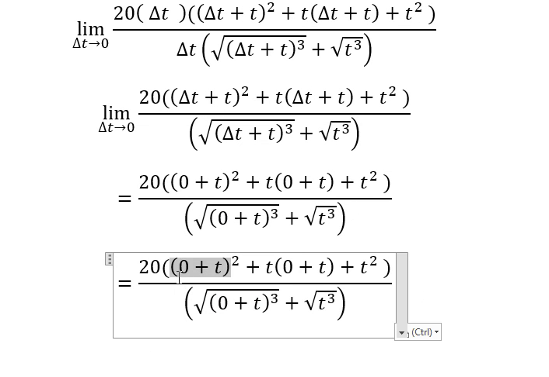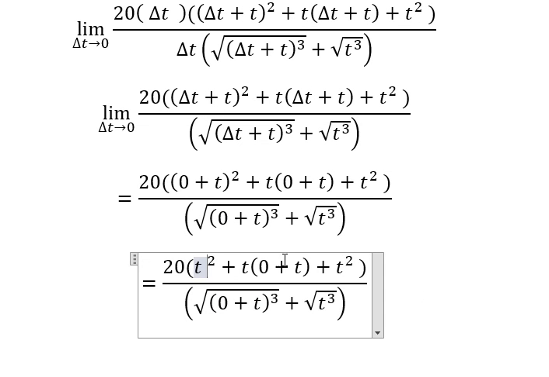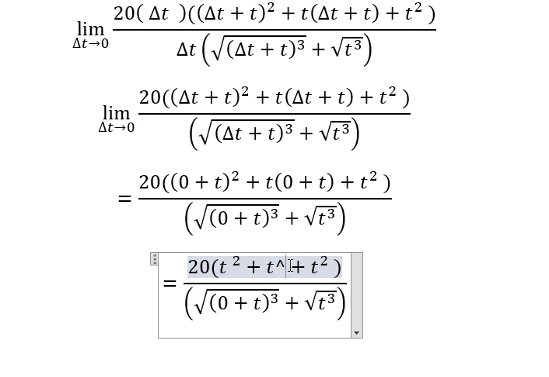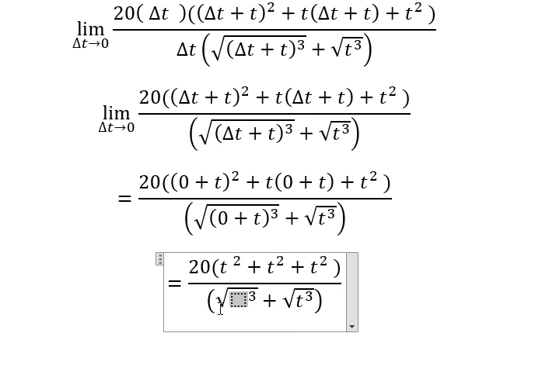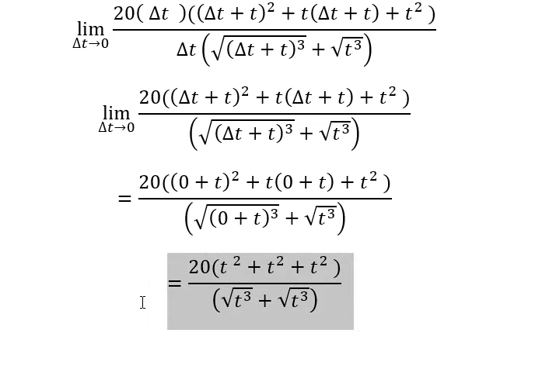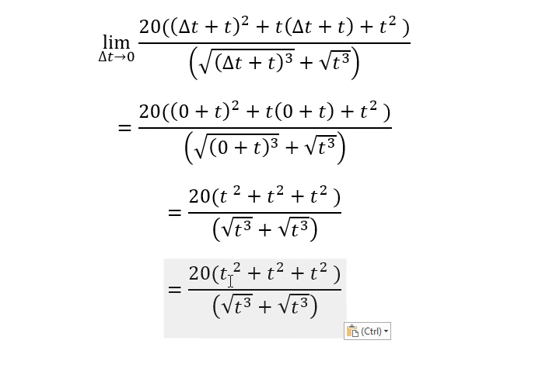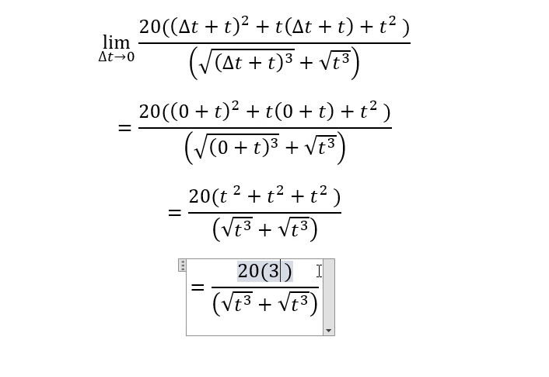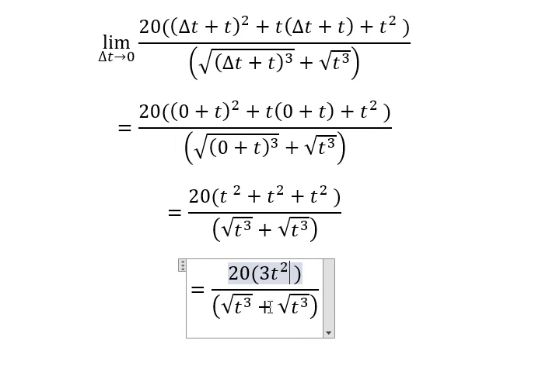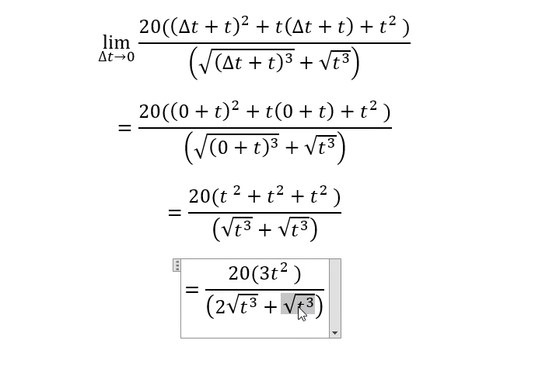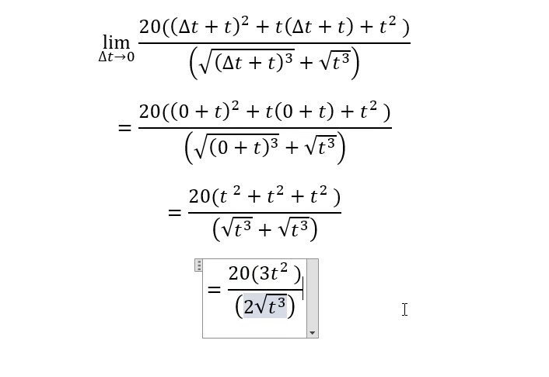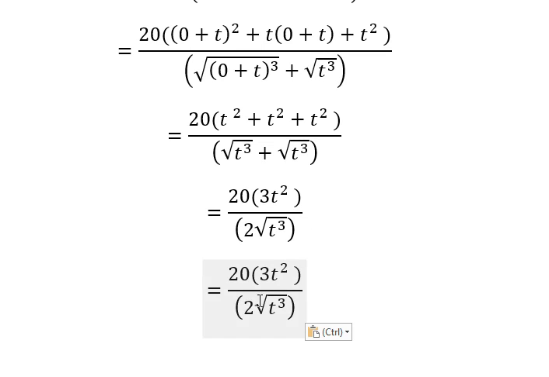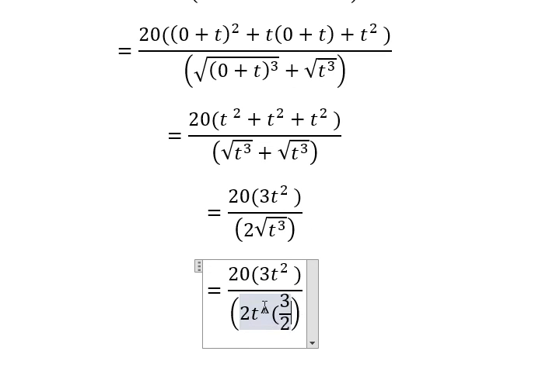So this one we have t square. This one we have t square. This one we have t to the power of 3. And now we simplify. So this one we have 3t to the power of 2. This one we have number 2 with the square root of t to the power of 3. So we know that this one is t to the power of 3 over 2.